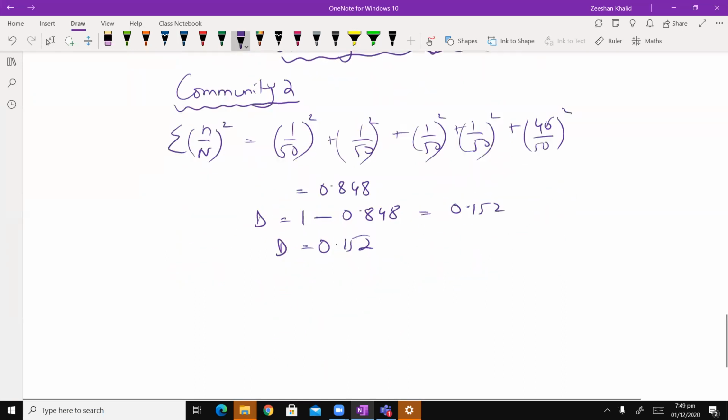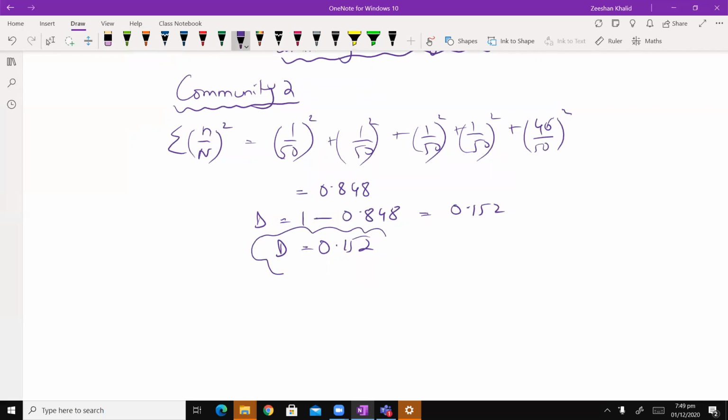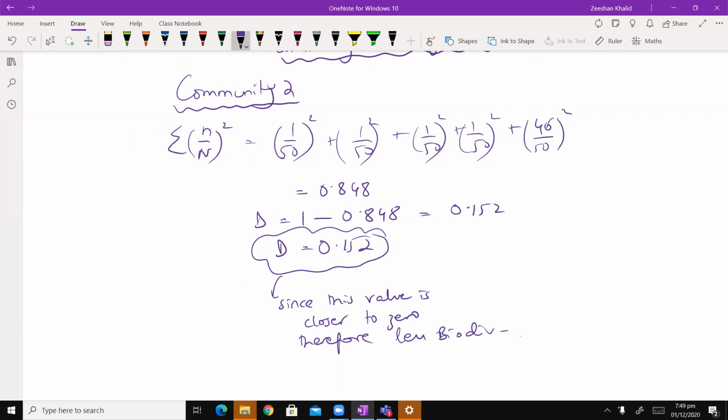How do we explain this? Since this value is closer to 0, therefore less biodiversity.